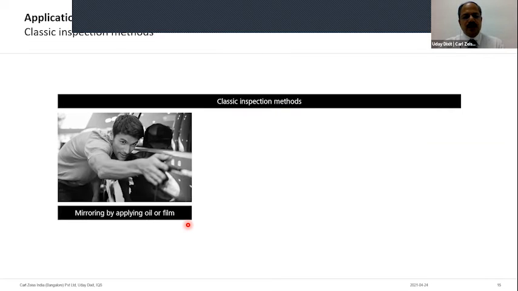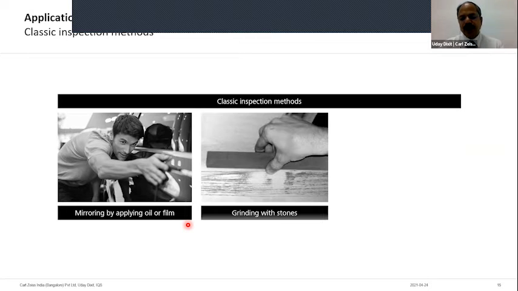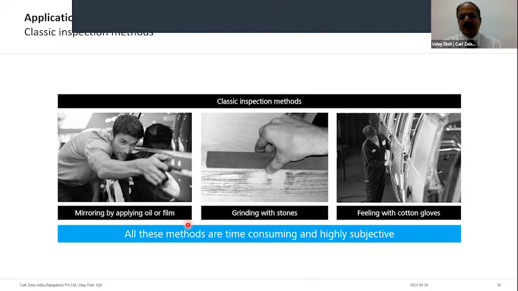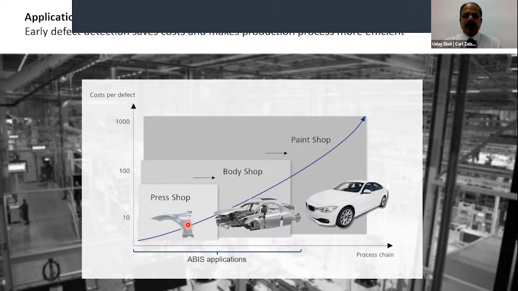Classic inspection methods: we normally employ oiling, or manual inspection. You can grind with stones, and some skilled operators are able to find the defect. Also, some operators are able to feel it with cotton gloves, with their lot of experience. But these are all judgmental. There is no digital data available, and this is highly subjective. You are highly dependent on the skill of the operator, and it is important that you find this defect early in your process to save your cost, so that the wrong part doesn't go to the next operation.